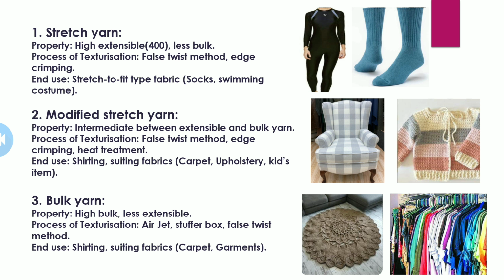Number 3, bulk yarn. Property: high bulk, less stretch. So this yarn exhibits increased bulk with little or no stretch, loopy structure and common extensibility. Process of texturation: air jet, stuffer box, false twist method. And use: these yarns are also used in shirting and suiting, and we can also see beautiful carpets and beautiful garments, and these fabrics are made by bulk yarn.